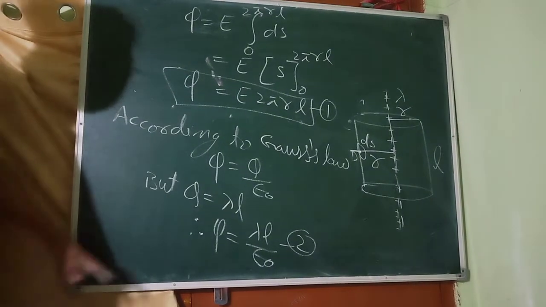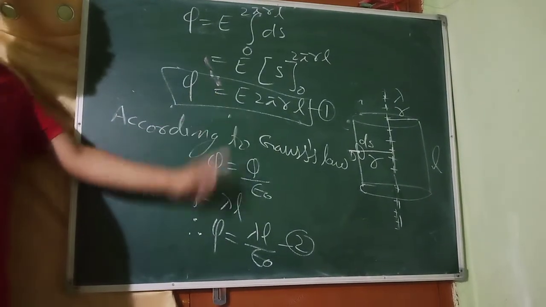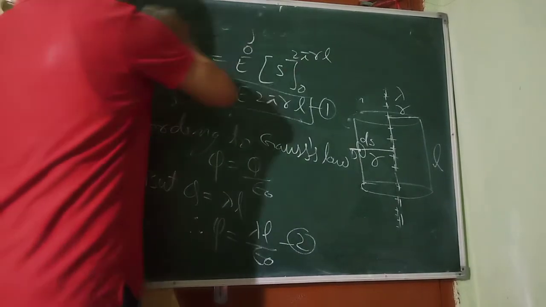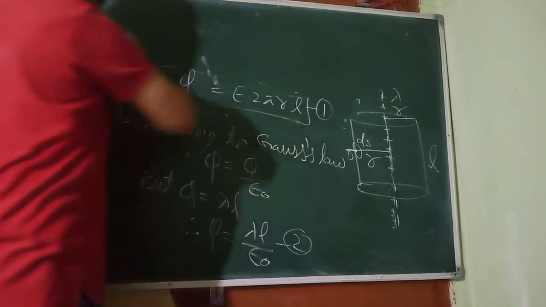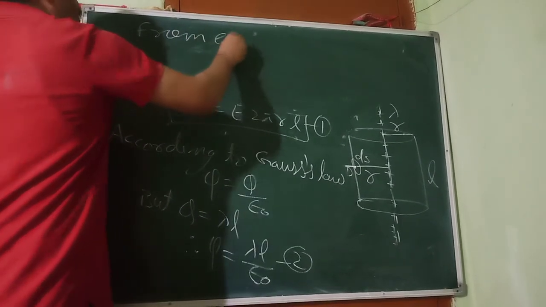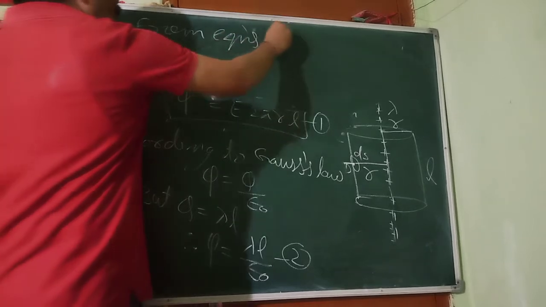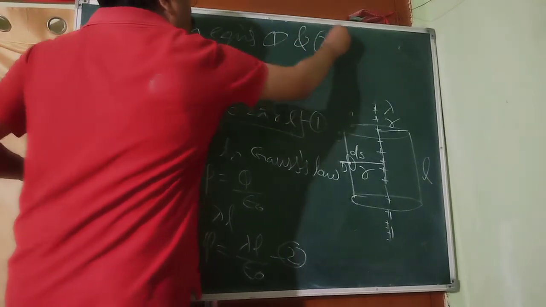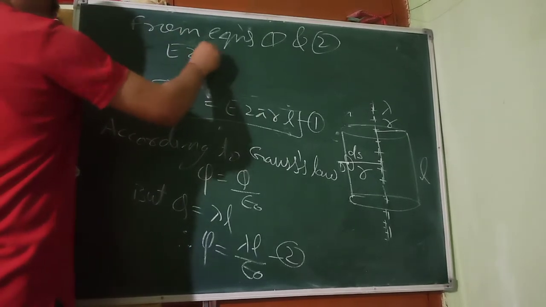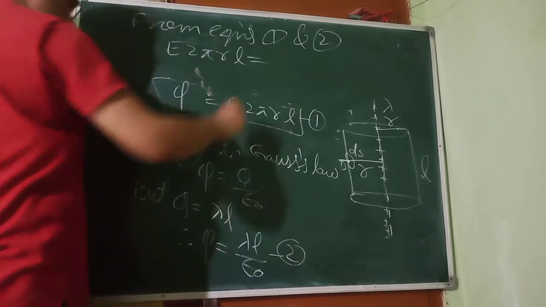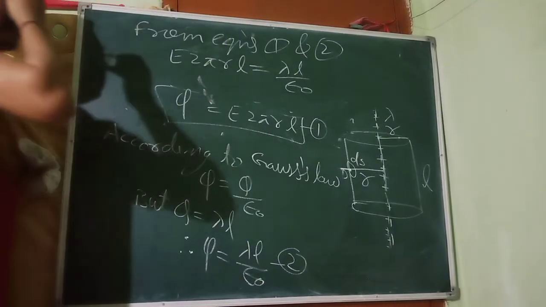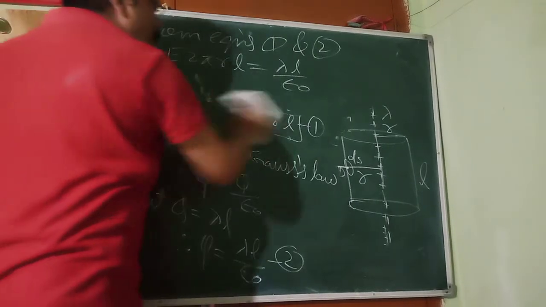From equations 1 and 2, both are the value of the same flux, so both can be equated. What will we get? E into 2 pi r L is equal to lambda L by epsilon naught. That's what we get. Now we can remove these things, we don't require them at all.